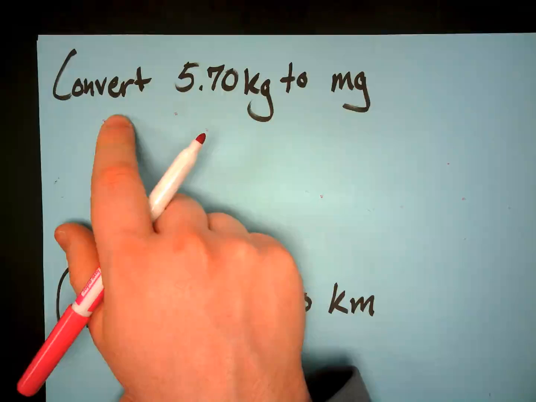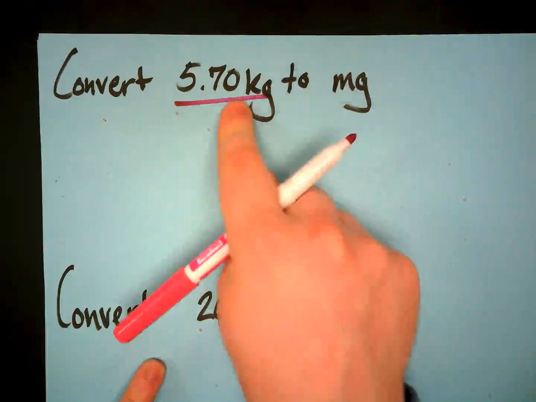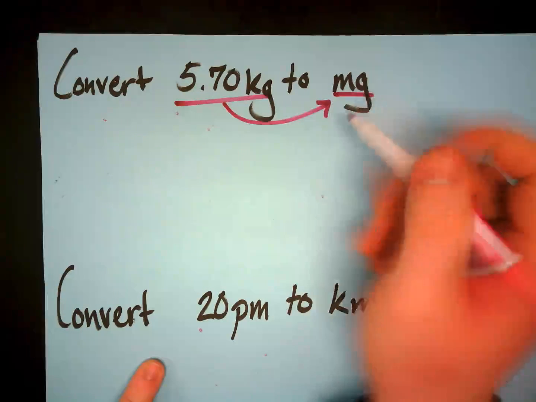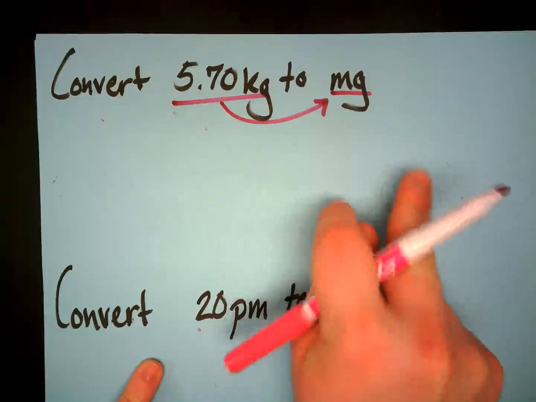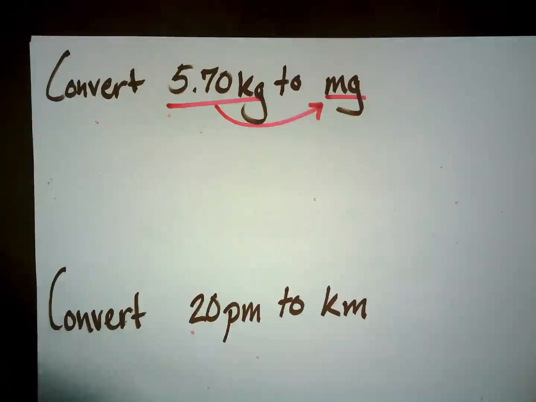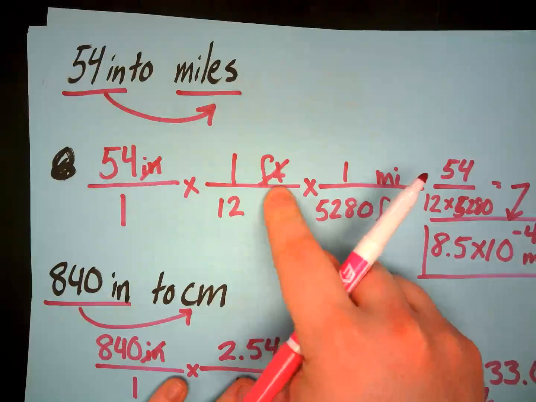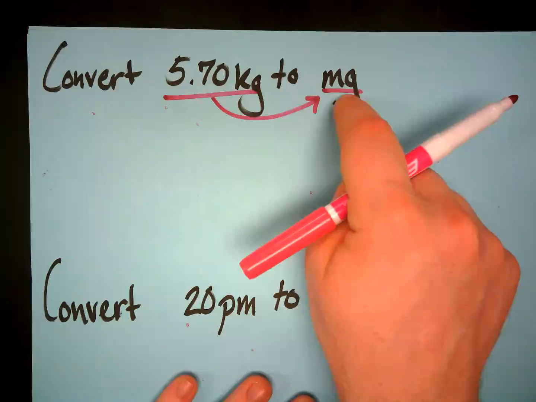So it says here we're just going to convert 5.70 kilograms to milligrams. So we're starting here, and we're converting over to milligrams. So starting here, ending here. Now remember, this is a two-step dimensional analysis here, just like our first one was. Just like this guy was, the inches to miles. We first had to go to feet, and then from feet we then went to miles. Here we've got to go kilograms to grams, and then grams to milligrams.